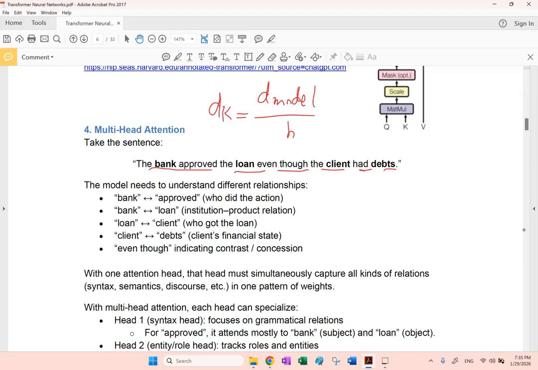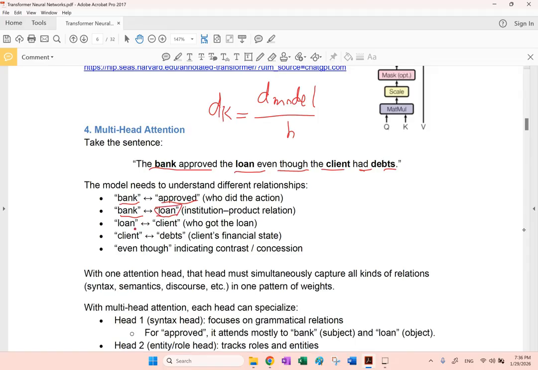So the model here needs to understand not just one single relation between these words, but a bunch of different ones. Like, for instance, bank is the one that approved the loan. If the neural network needs to learn from this who approved the loan, what was the subject of the sentence, it was the bank. Then the bank has also a relation with the loan. What was it that the bank approved? What was the product of this institution bank? It was the loan.